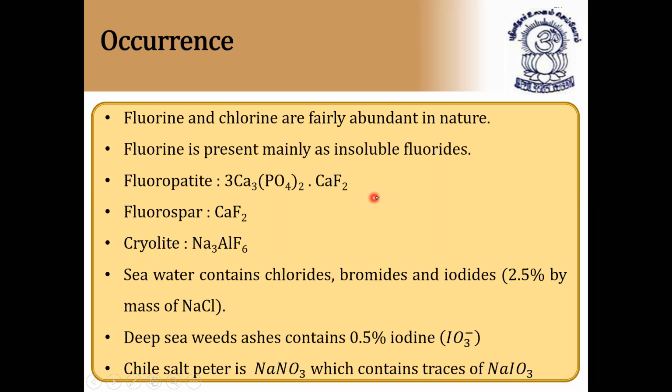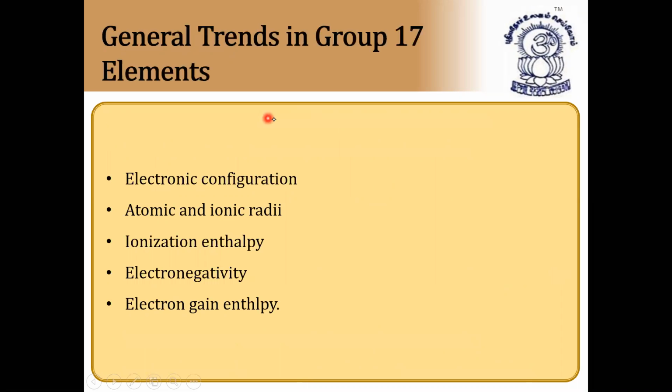Let us see the next topic, general trends. As we have studied in groups 15 and 16, we first will study general physical properties, then we'll study general chemical properties. First we'll discuss physical properties, that is electronic configuration, atomic and ionic radii, ionization enthalpy, electronegativity, and electron gain enthalpy. So let us see now.